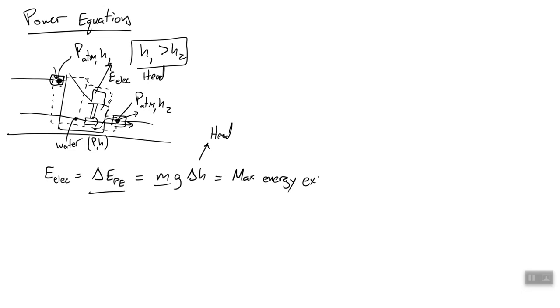Right here, we didn't assume any losses. We said we had potential energy at the top, we had it at the bottom. The difference between those two potential energies was entirely generated as electricity. But that's not necessarily true. We're going to have drag moving through this pipe, and we'll have some electrical losses in the generator. But for now, we're just looking at maximum energy.